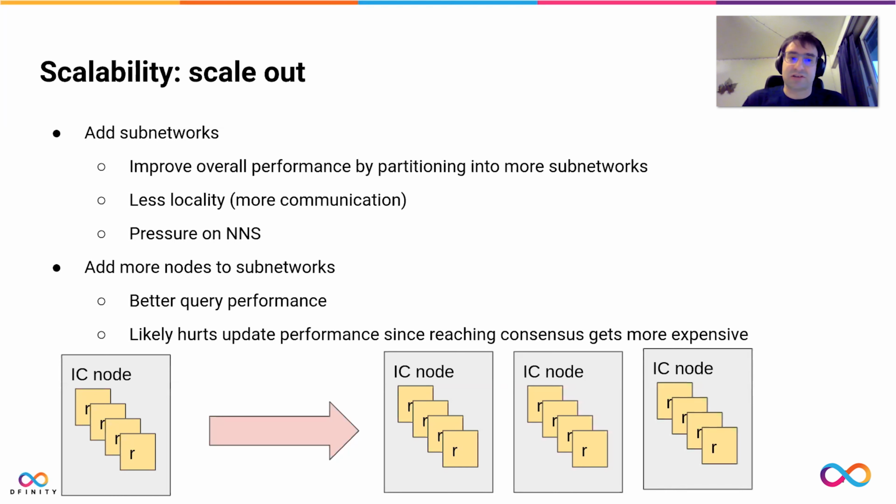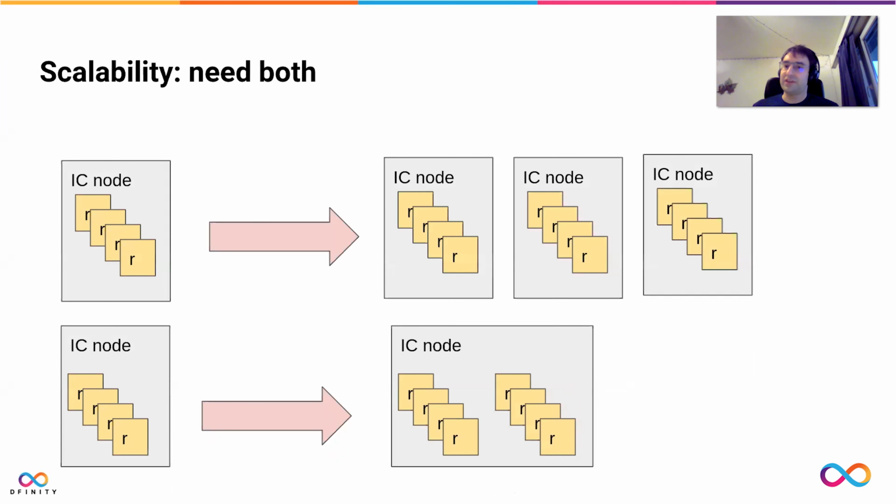Because we have more machines to talk to. But it might hurt update performance, because now if we want to do an update call, which changes the state of the system, we need to make sure we execute all these updates in the same order. So we need to run consensus on it. And consensus tends to get more expensive the more nodes have to talk to each other. So we think we need both scale out and scale up.